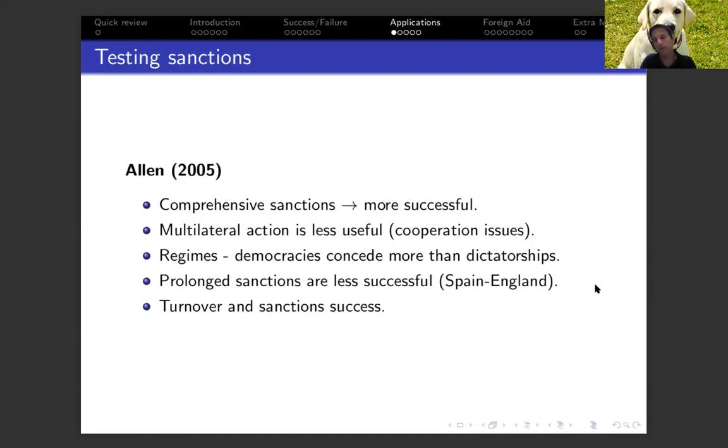One example that is being talked about is the fact that Spain imposed sanctions on England for over 30 years, since the middle 1950s and into the 1980s, when the topic of dispute was the English control over Gibraltar, but it didn't really make much of a difference. Finally, turnover and change in leadership in the sender state increase the likelihood that sanctions will fail. If the new president, the new prime minister is not that supportive of the sanctions policy, it's actually more likely to fail once we change leadership.